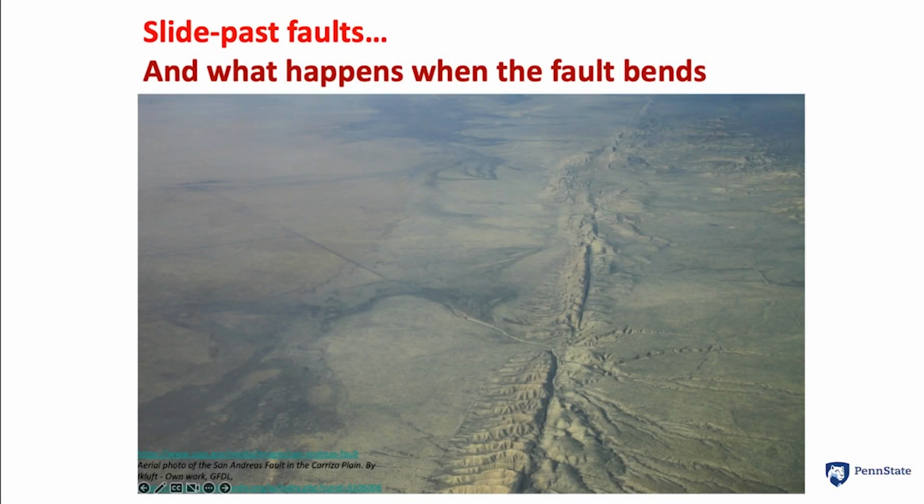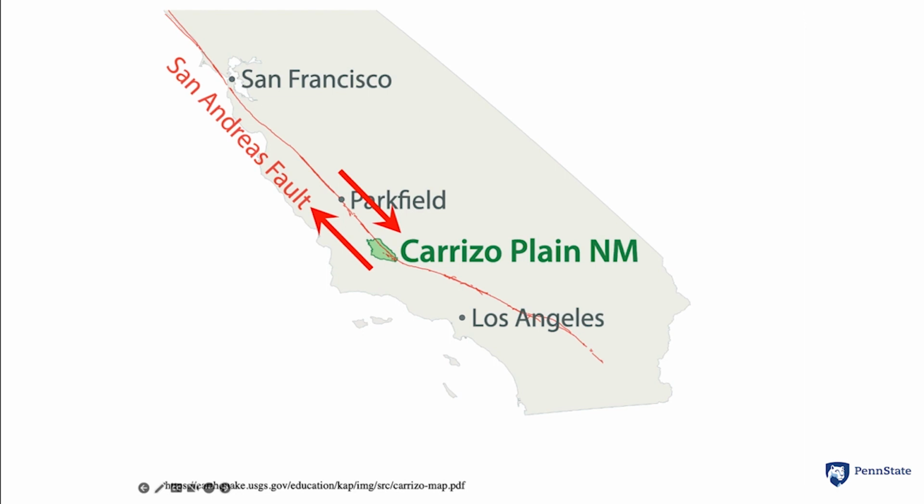Here's a picture of perhaps the most famous slide-past fault in the world, the San Andreas Fault at the Carrizo Plain in California. We're going to look at these slide-past faults, and we'll also look at what happens when one of them bends. So here's a map of it, and we're going to the Carrizo Plain National Monument here. Notice the motion of the fault that's indicated.